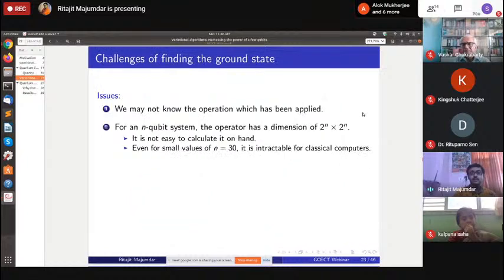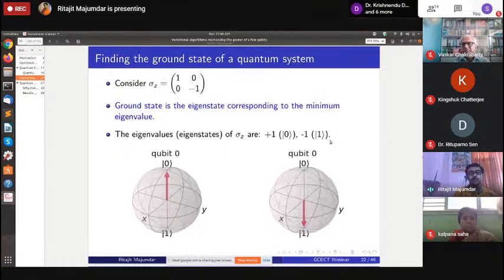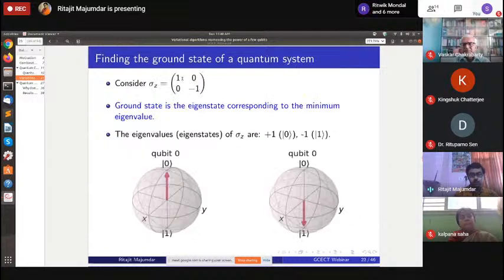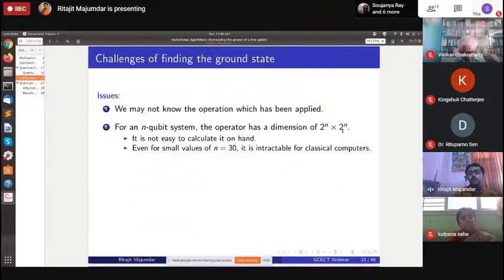And the second thing is, who is saying that we are only interested in a single qubit? We may have multiple qubits, and to solve real life problems, we require multiple qubits. And if we have an n qubit system, just like for a single qubit system we have a 2 cross 2 operator, similarly, for an n qubit system, we will have a 2 to the power n cross 2 to the power n operator.